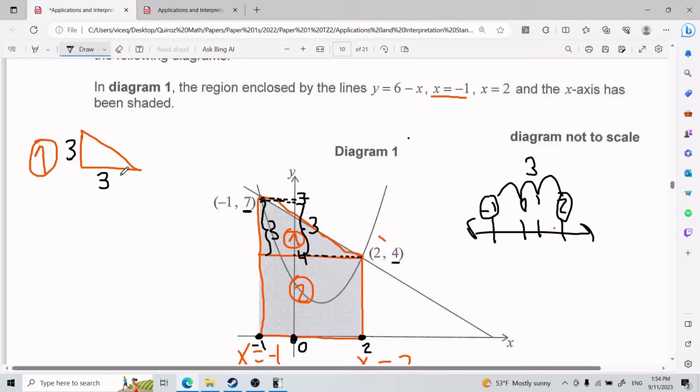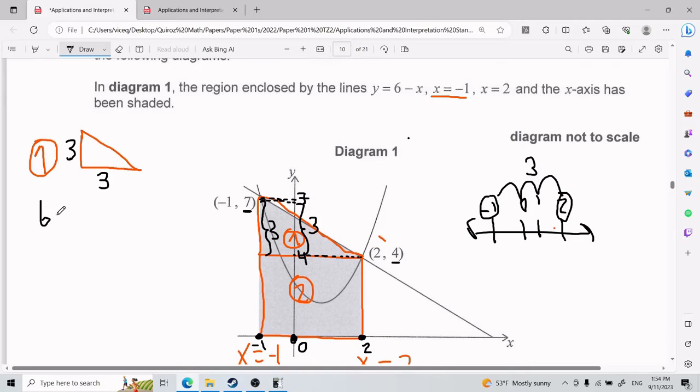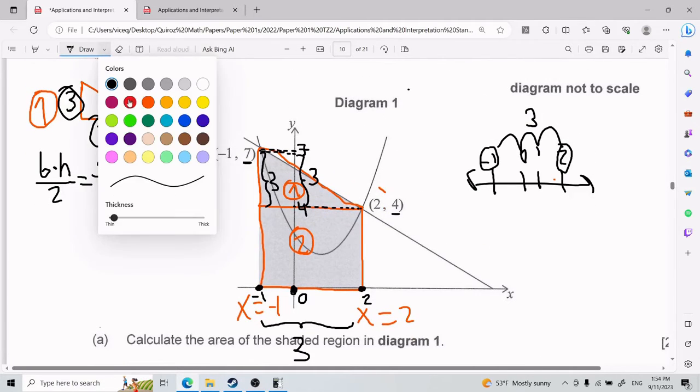So what is the area of a triangle? As you can see in your formula booklet, the area of a triangle is going to be base times height divided by 2. This is my base. This is my height divided by 2. So the area of my first guy is 9 divided by 2. All right, let's find the area of the second guy.